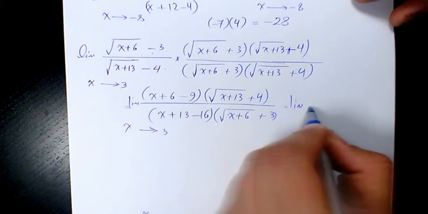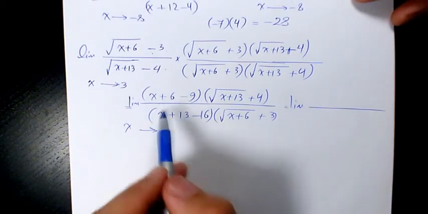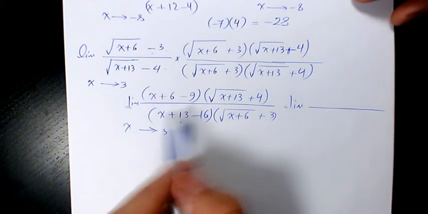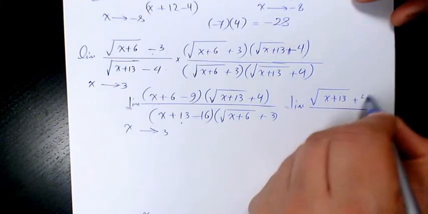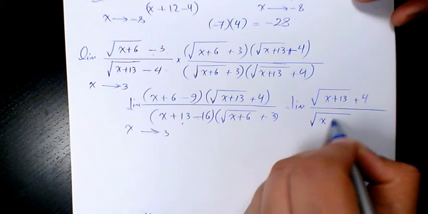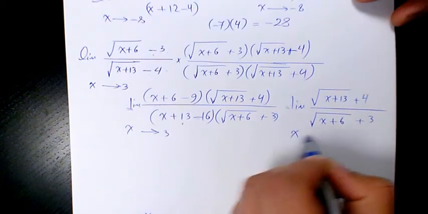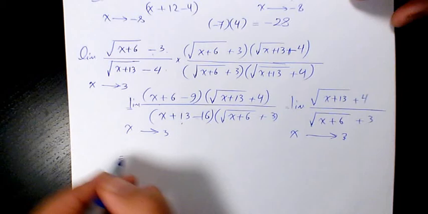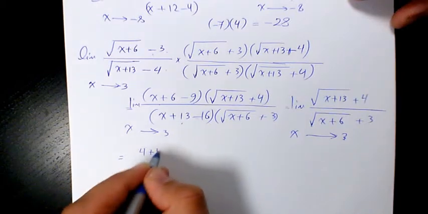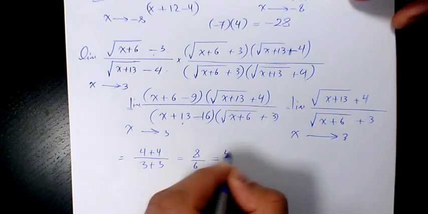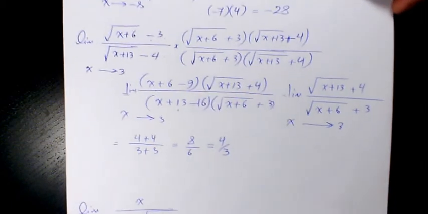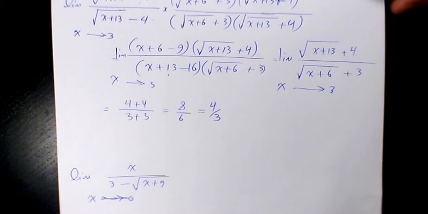That's going to make it x minus 3 divided by x minus 3. These two cancel out. It's going to be square root of x plus 13 plus 4 over square root of x plus 6 plus 3 when x is approaching 3. That's going to be 4 plus 4 over 3 plus 3. That's 8 over 6 or 4 over 3, and that's the final answer.